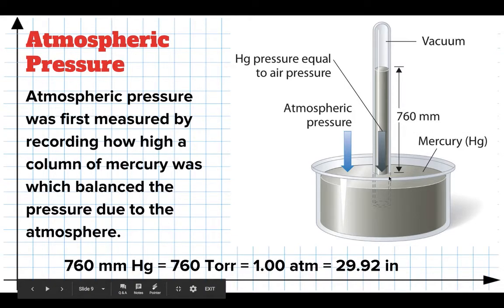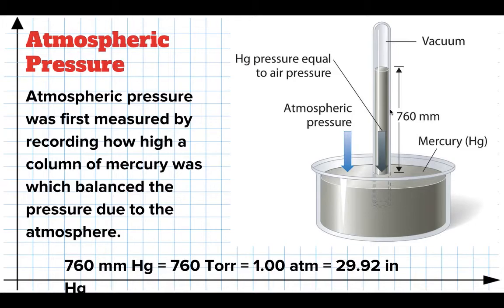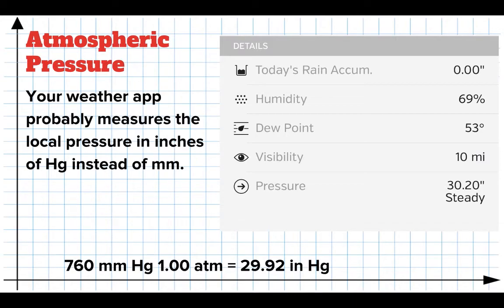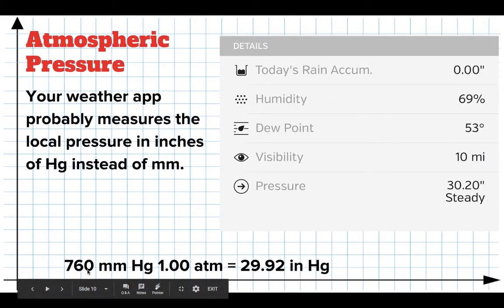So measuring pressure in terms of the height of a mercury column was a historical way we measured pressure, and it's still in use today in some systems, usually involving weather and stuff. So if you grab your weather app and take a look at it, and this is my weather app, it says the rain accumulation, the humidity, and right down here it says the pressure, and it's 30.2 inches, and that is inches of mercury. So that's a way to measure the pressure. And again, here's some more conversions that are handy. 760 millimeters of mercury is 1 atmosphere, which is 29.92 inches of mercury.